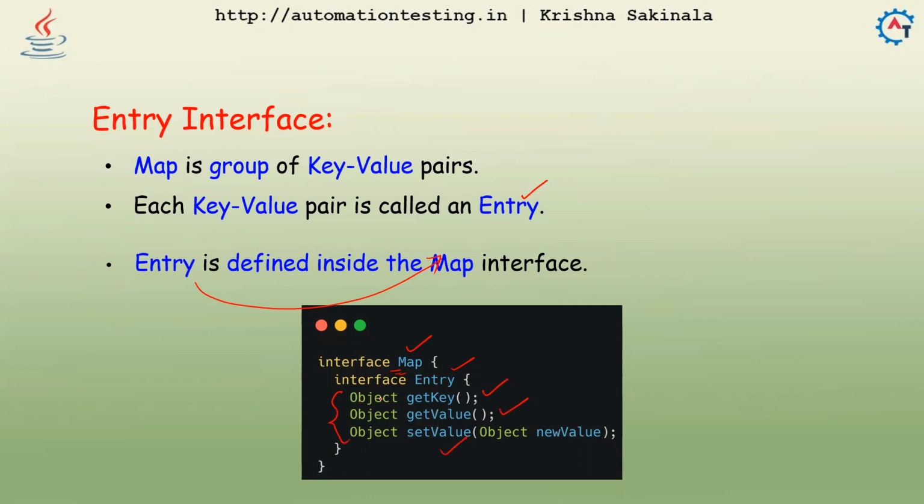getKey means you can get the key, and you see that those are objects, right? Key value pairs are objects, so it will return Object. Value also returns Object. setValue means you can set a value, you can update or change the value, and that is obviously an Object. So Object getKey, Object getValue, Object setValue: these 3 are the methods inside this. This is all about the Map interface. We discussed key value pairs and entry, and the available methods.